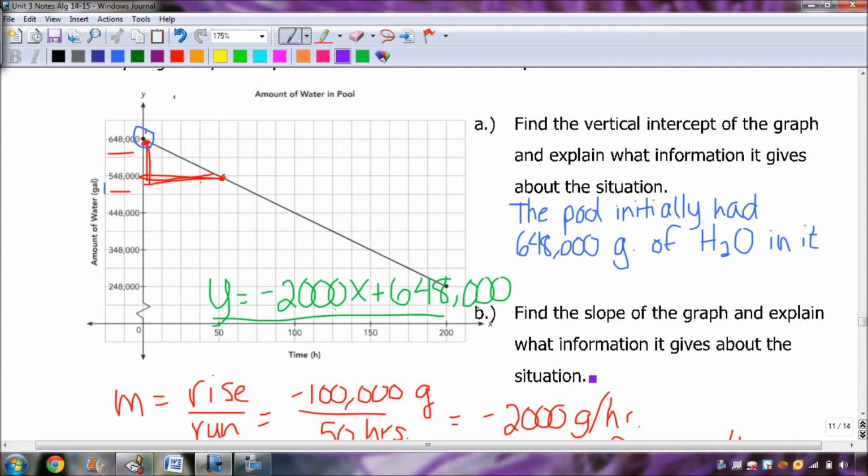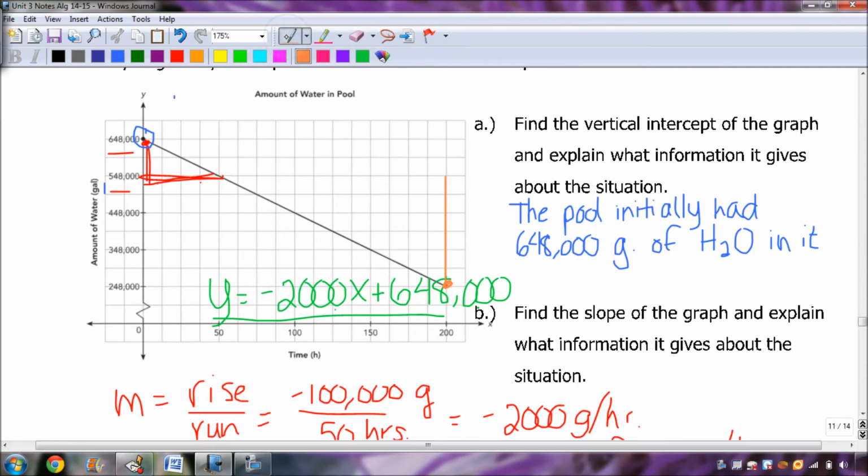Notice how I used this as my starting point and this as my ending point. I want to show you what happens if I use a different starting and ending point. So let's say I used this as my starting point and this as my ending point, okay? Then when you do this right here, here's my slope triangle. So you're going to figure out your rise and your run, all right? And hopefully you can figure that out.